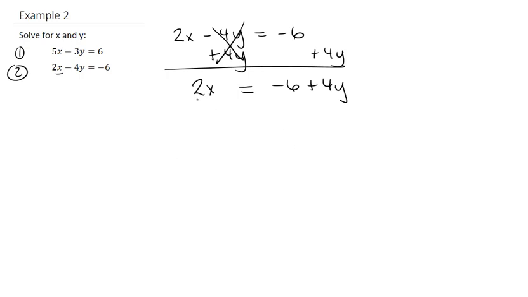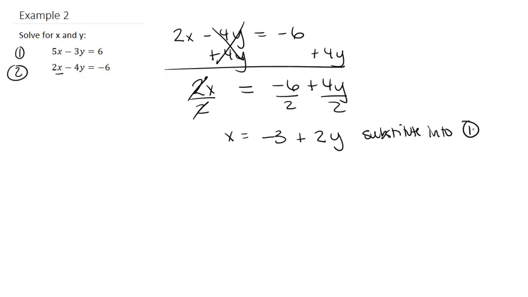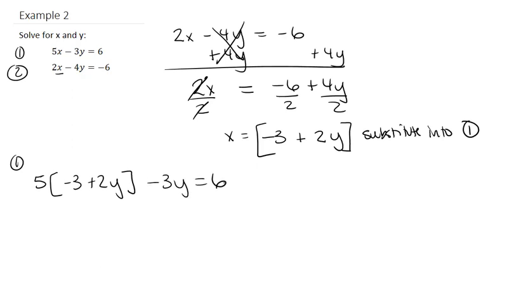Now we need to get x by itself. So we just need to divide by 2 to every term. This gets rid of it here. So now we have x is equal to negative 3 plus 2y. Next we're going to substitute into equation 1 this minus 3 plus 2y for anytime you see x. So we have 5x, so now we have 5 times minus 3 plus 2y. Now minus 3y is equal to 6.